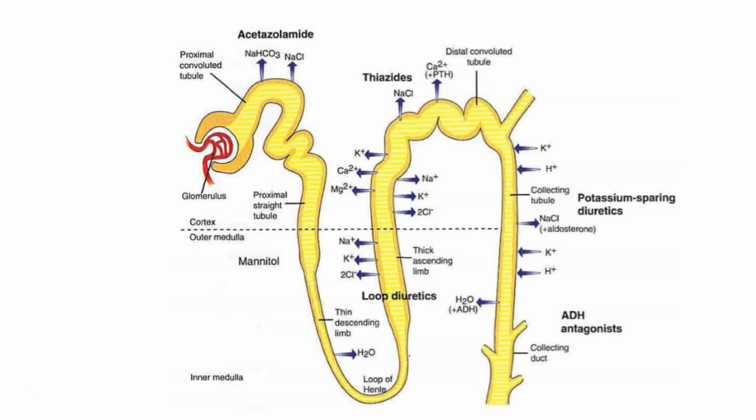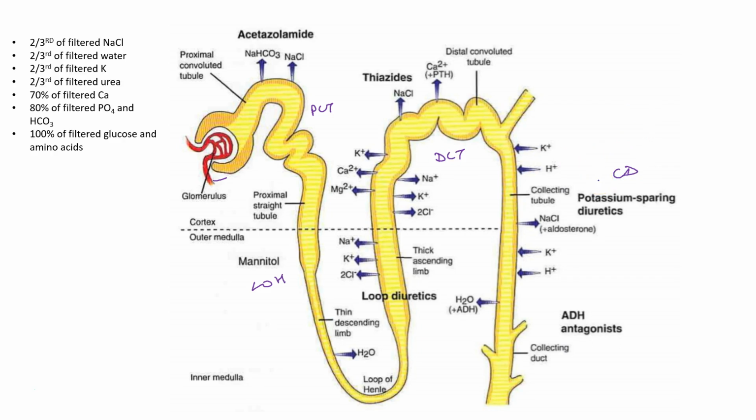Okay. So before we get to know what is the classification of the diuretics and where they act, we should first know the normal physiology that occurs at the level of nephron. So in the nephron we have the glomerulus, the PCT, the loop of Henle, the DCT and the collecting duct. At the level of PCT, 2/3 of the filtered NaCl and water is reabsorbed.